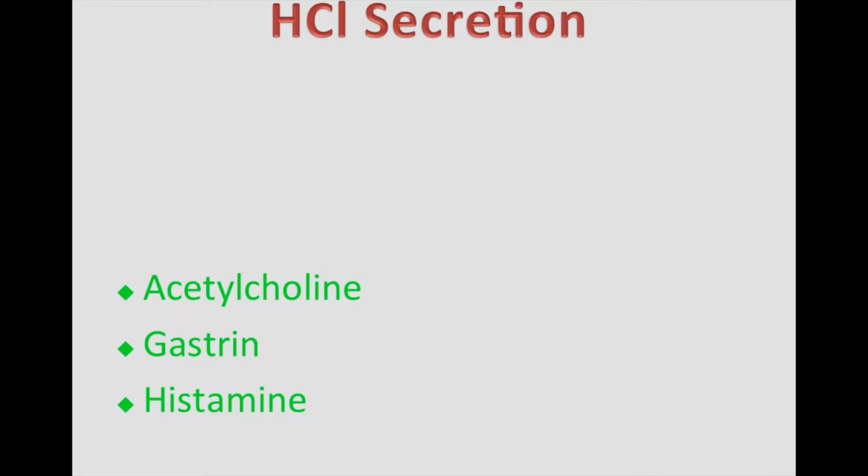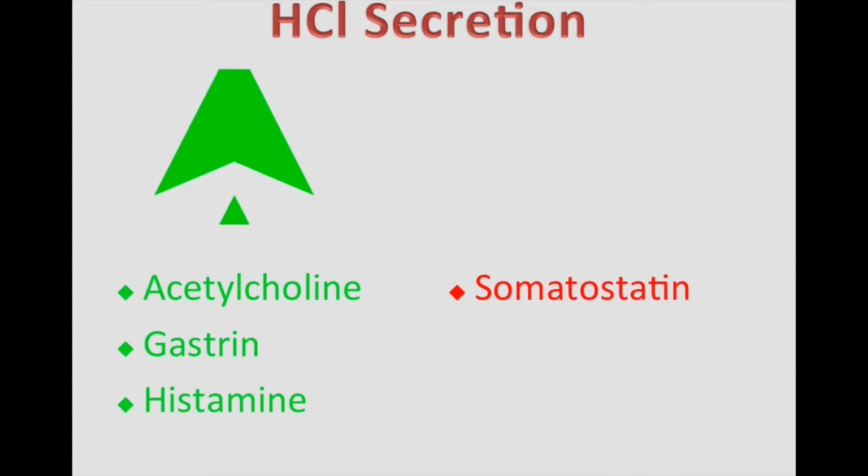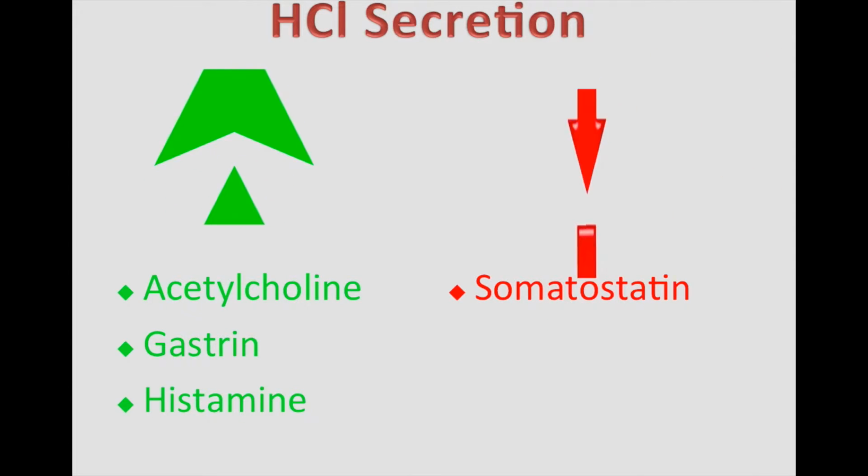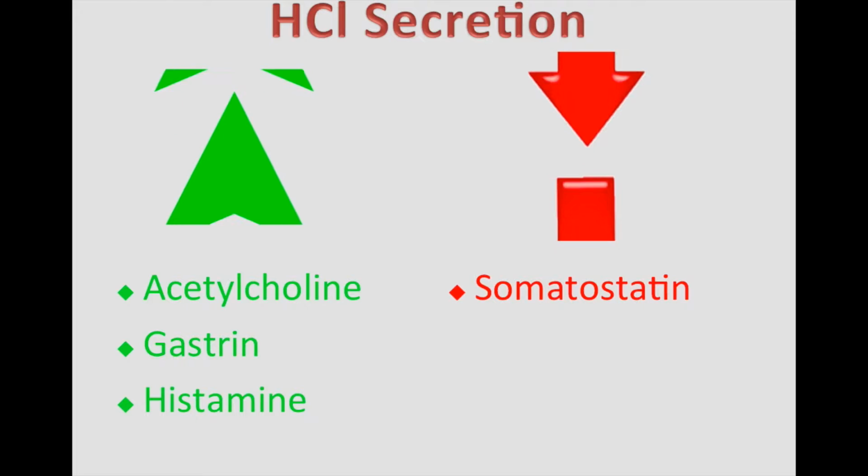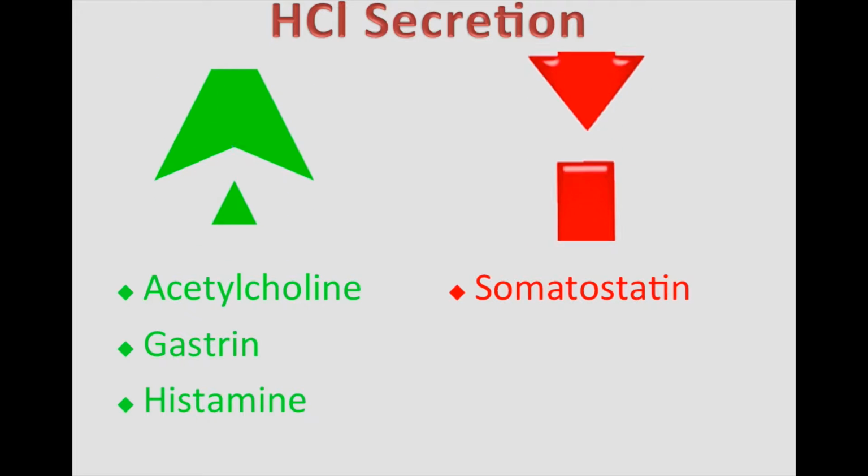So specific to HCl secretion, acetylcholine, gastrin, and histamine all are stimulatory, that is, they increase secretion of HCl by promoting insertion of hydrogen and potassium ATPases into parietal cells' plasma membranes. Additionally, acetylcholine and gastrin also increase pepsinogen secretion by stimulating chief cells. Somatostatin, on the other hand, actually inhibits HCl secretion, as you can see by our awesomely animated little red arrow.